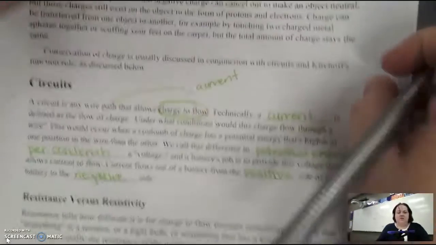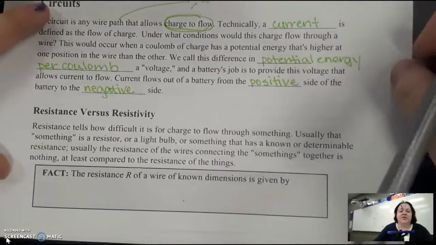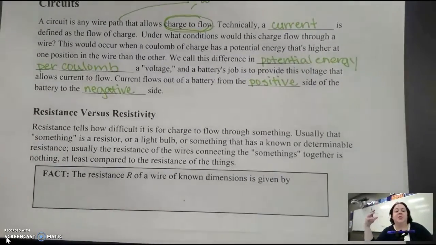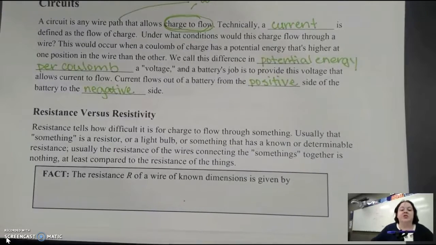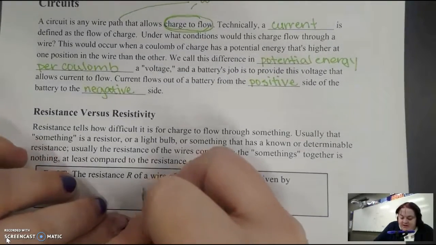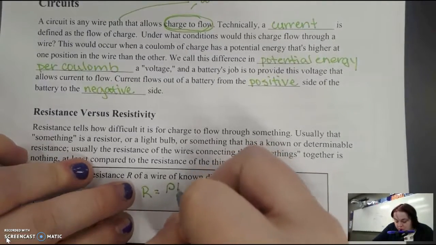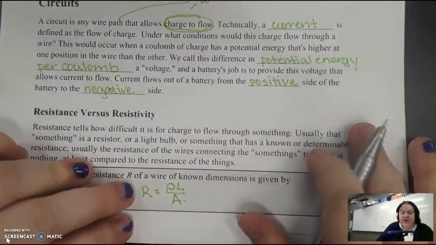All right. Resistance versus resistivity. Resistance tells how difficult something is for a charge to flow through. Usually that something is a resistor or a light bulb, or is something that has a known and determinable resistance. Usually resistance of a wire connecting to the somethings is nothing, at least compared to the resistance of known things. The resistance of a wire of known dimensions is given by uppercase R equals rho L over A.